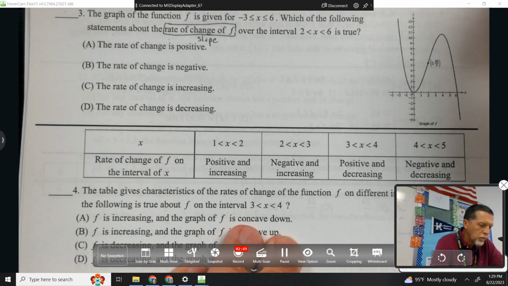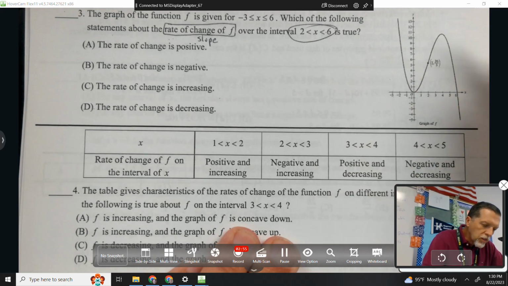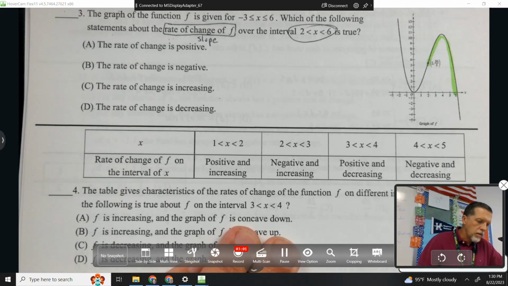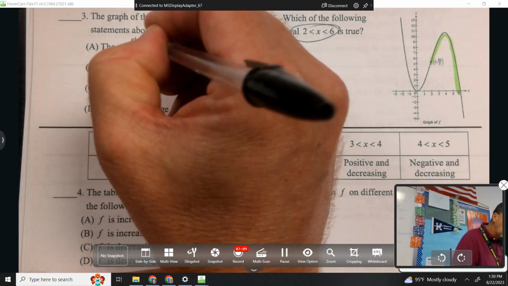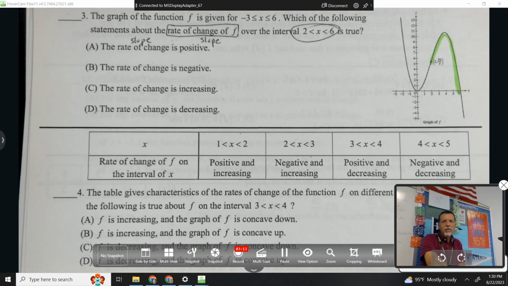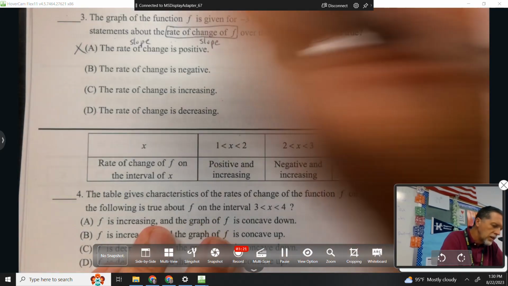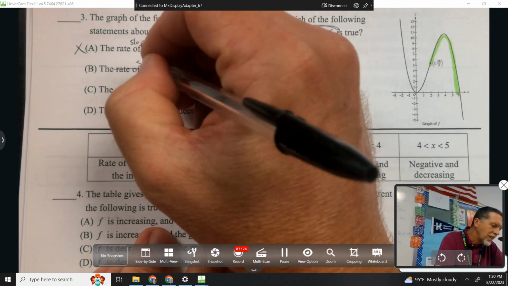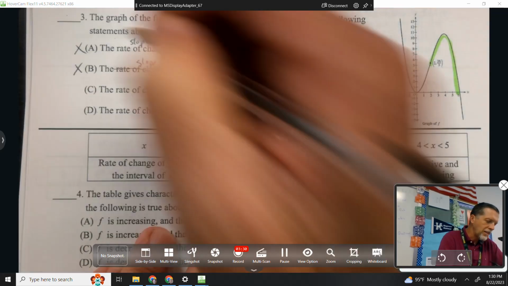The rate of change is, from 2 to 6. Narrow down what I need to look at here. So from 2 to 6. All right, I'm going to replace rate of change with slope because I think that's a little easier to read. That's also what my brain is used to thinking about. So the slope is positive from 2 to 6. No, not true. I mean, it's partially true, but not true. The slope is negative. Well, again, like A, it's partially positive, partially negative, so that's out.